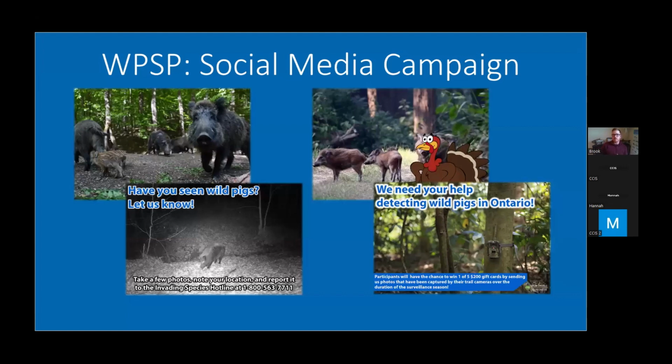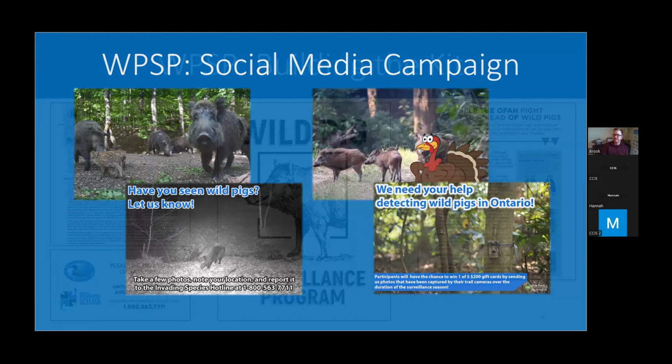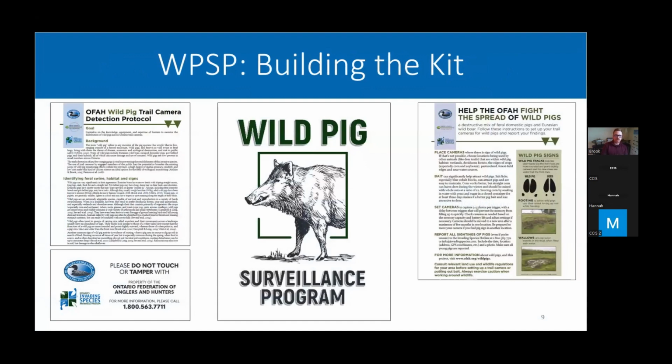Back in 2021, we started with some social media, on ISAP, the Invading Species Awareness Program, and the OFAH social media, to get that information out there and start elevating people's understanding around wild pigs, to prime them for recruitment as volunteers. Then we started building the kit. We created stickers and documents to help people choose sites, to look for the sign that Hannah talked about, for tracks, and for anything that could be discerned as potential wild pig sign on the landscape, so they could deploy their surveillance camera kits there.